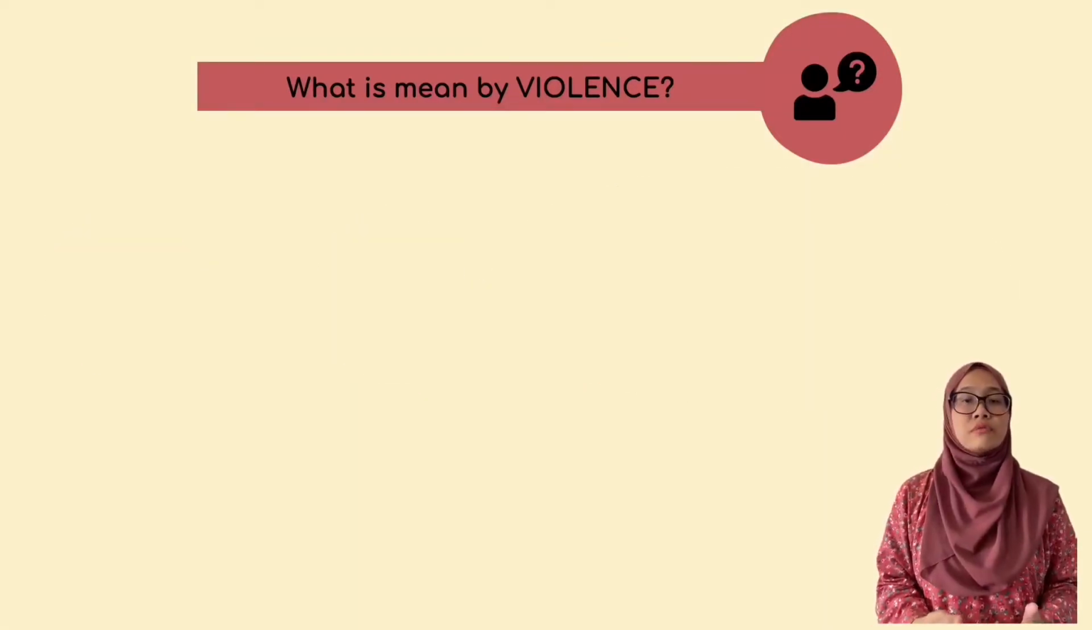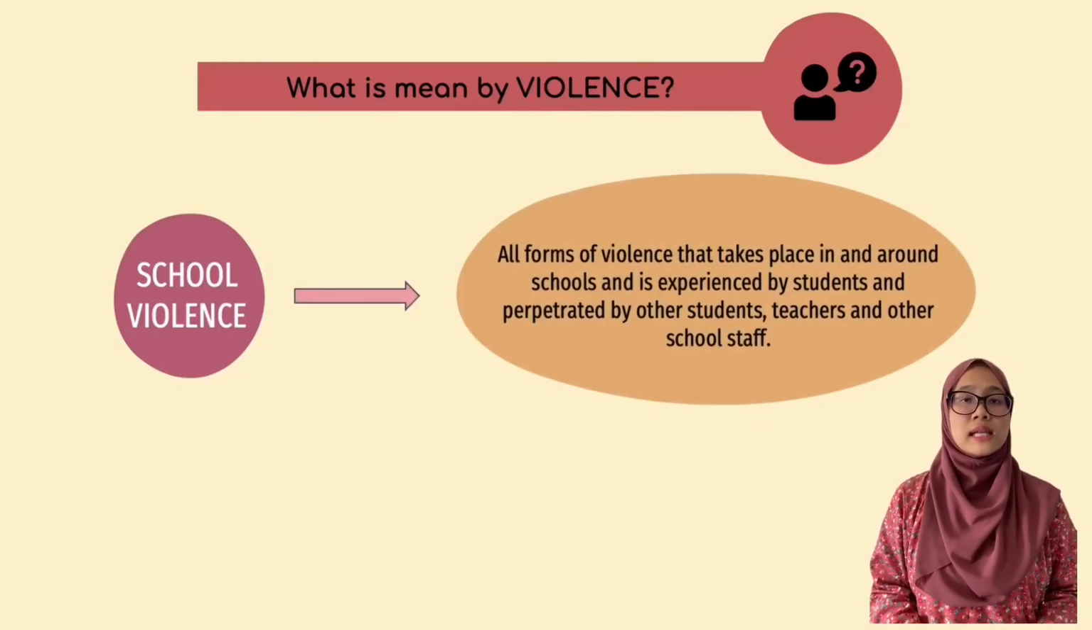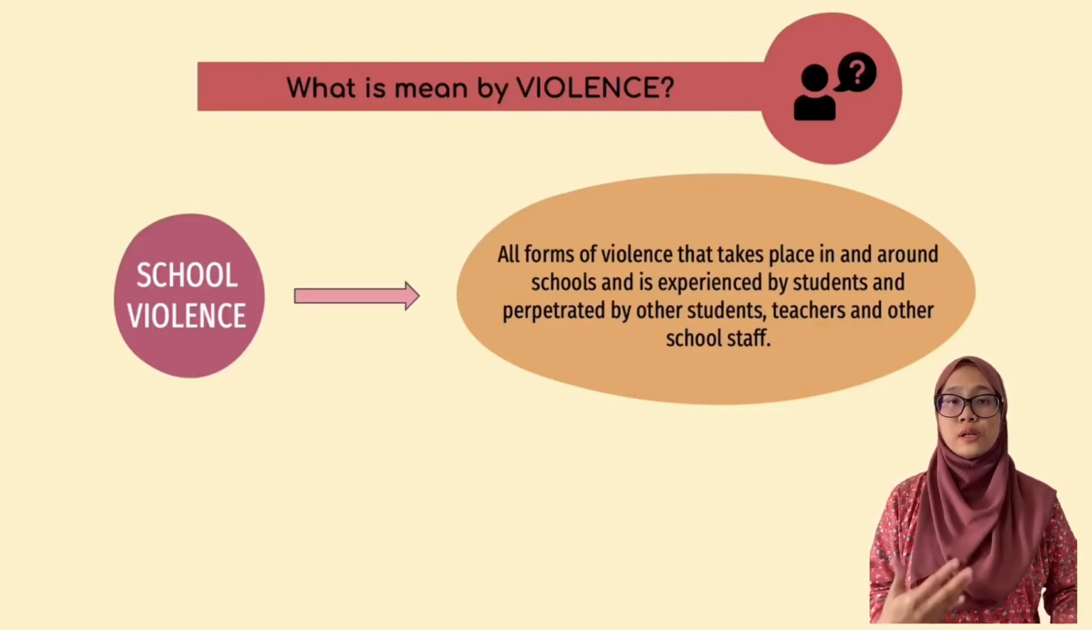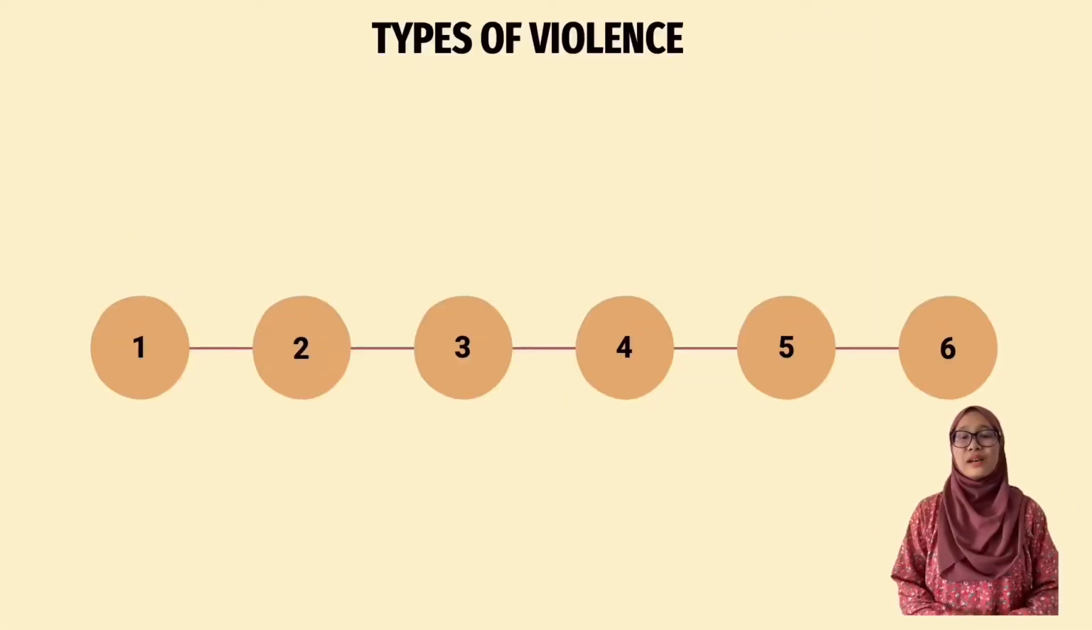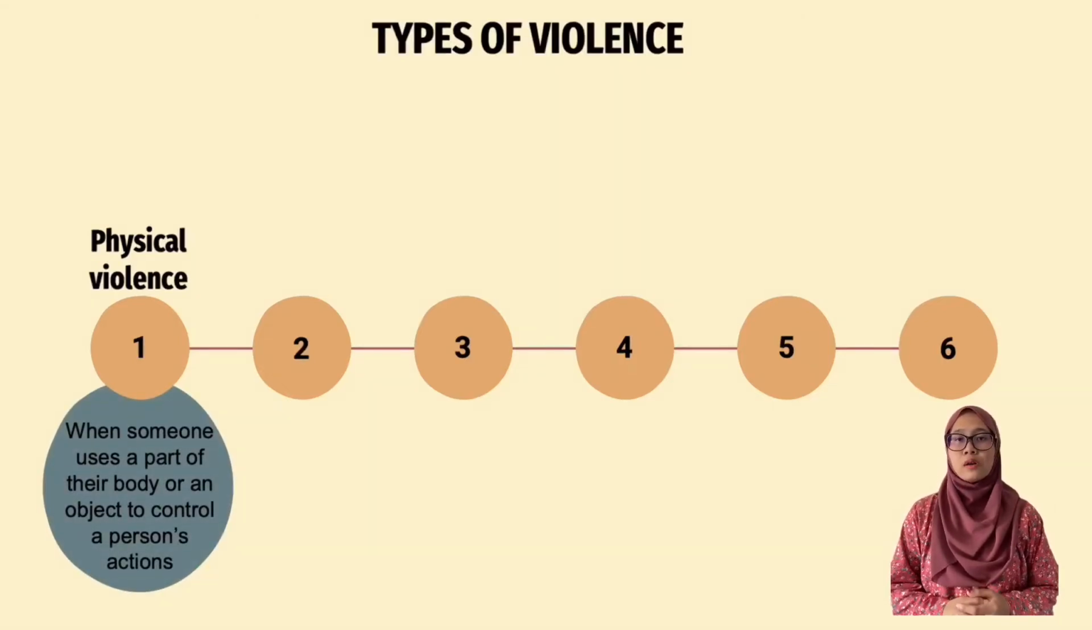What is school violence? School violence is all forms of violence that take place in and around schools and is experienced by students and perpetrated by other students, teachers, and other school staff. There are six types of violence. The first one is physical violence. Physical violence occurs when someone uses a part of their body or an object to control a person's actions.